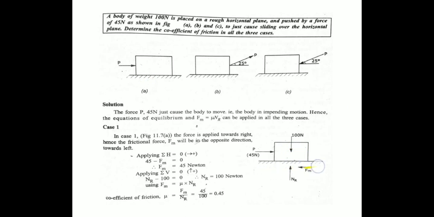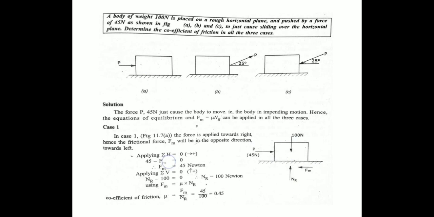The block is resting on a rough surface. The block self weight is 100 Newton, so W is equal to 100 Newton. The self weight is balanced by the normal reaction. The applied force is shown here, and the applied force is 45 Newton. The friction force will happen in the direction opposite to the motion. So with the applied force here, friction will act as an opposing force.